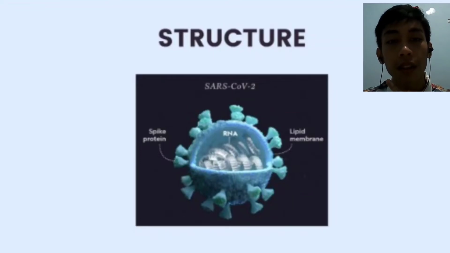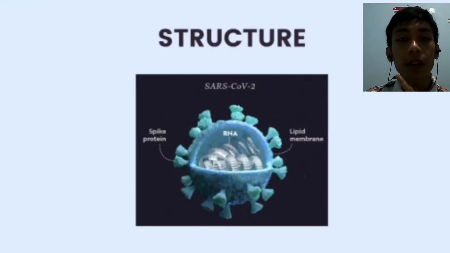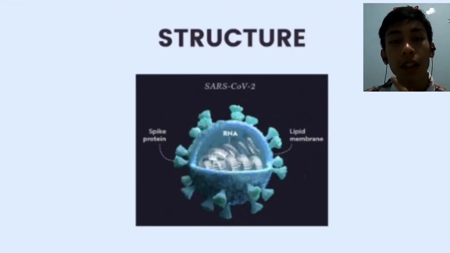And the last one is RNA. An RNA virus is a virus which has ribonucleic acid as its genetic material. The nucleic acid is usually single-stranded RNA, but it might be double-stranded.